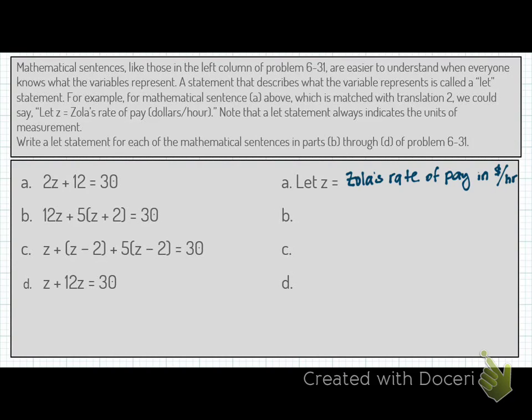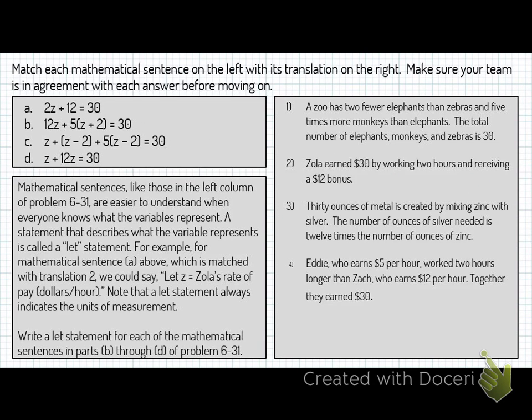Next one, B. B, let's go to a group that's not gone yet. Charles, what is B? B is, let's see, per hour of work. Whose hour of work? Eddie's or Zach? What do y'all think? Here's the original problem. We got B. Look at number 4. Eddie, who earns $5 per hour, worked 2 hours longer than Zach, who earns $12 per hour. Together they earn $30.